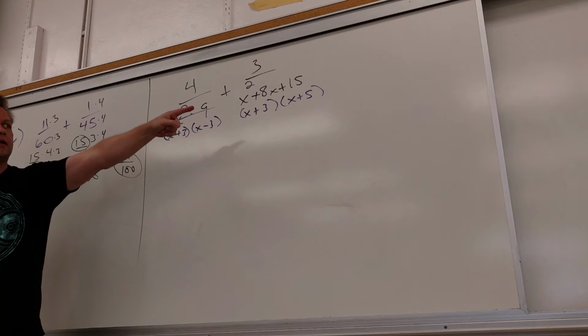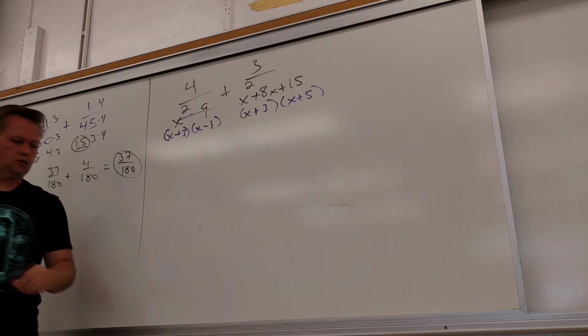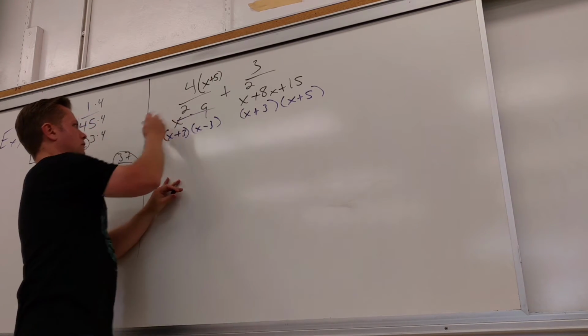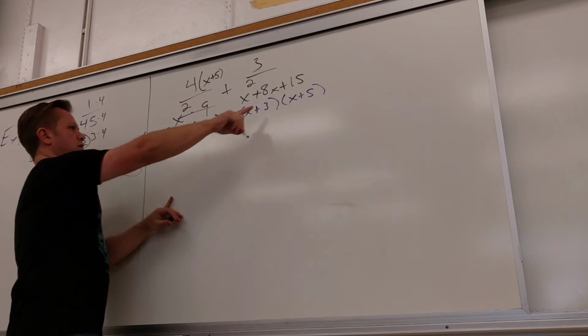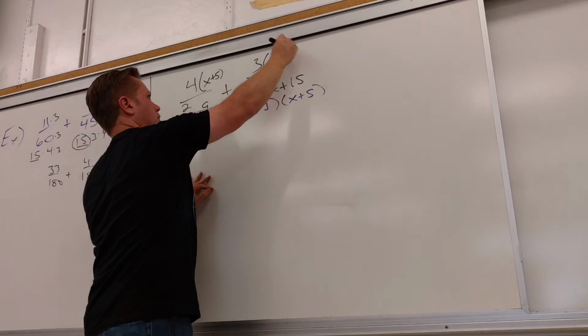What's this guy missing that he's got? X plus 5. So guess what you do? You give it to him, right? So you give him x plus 5. And what's this guy missing that he's got? X minus 3. So you give him x minus 3.